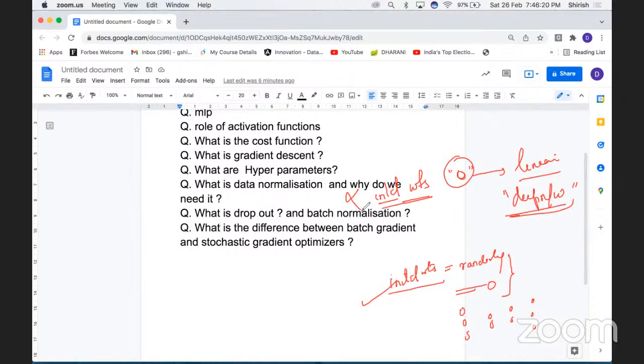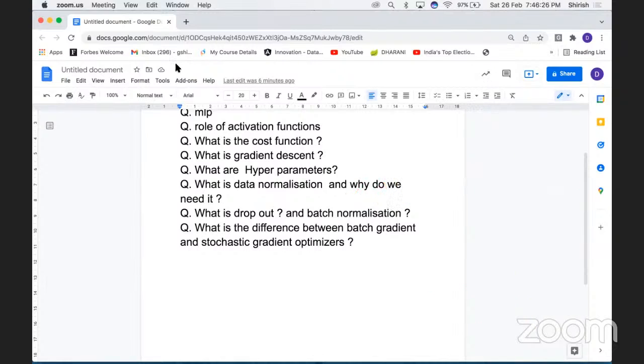So there are different hyperparameters, different things. There is one more optimizer here for updating your weights, which is mini batch gradient descent. You can put it here only.